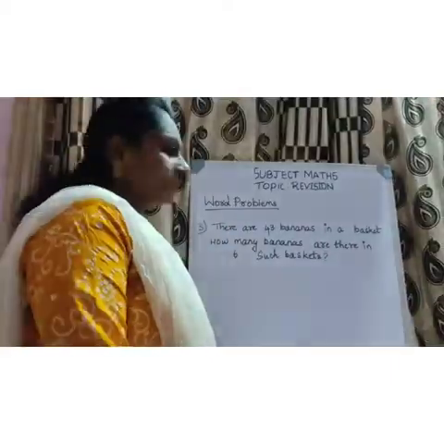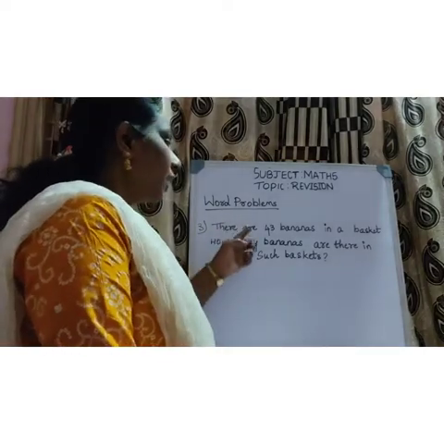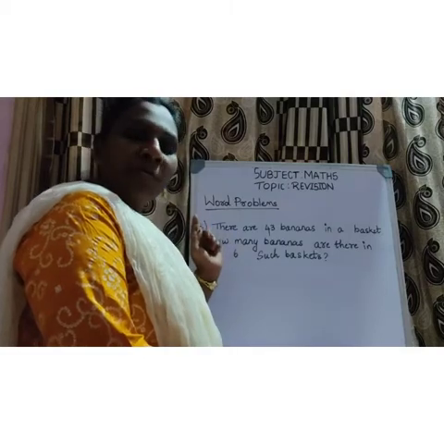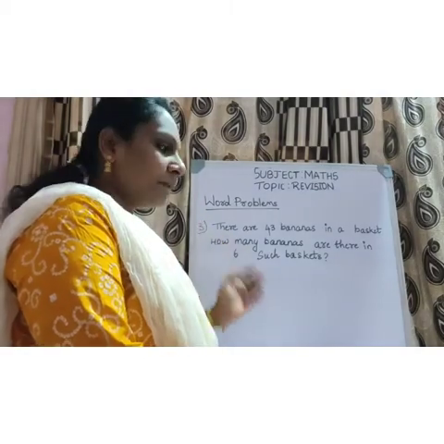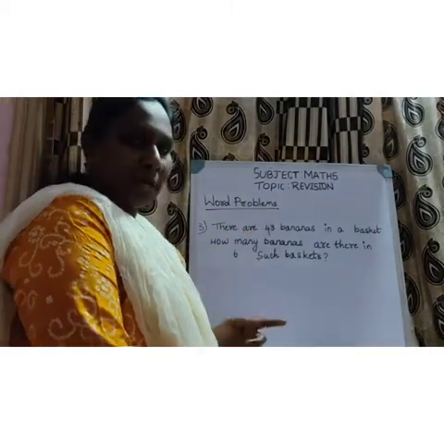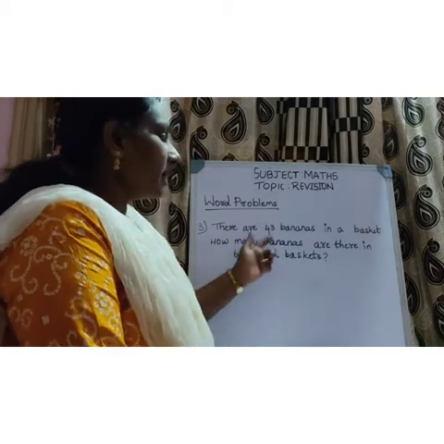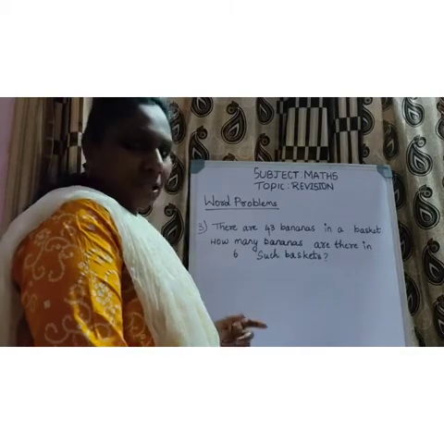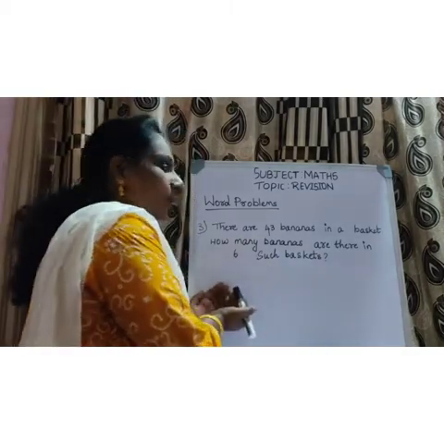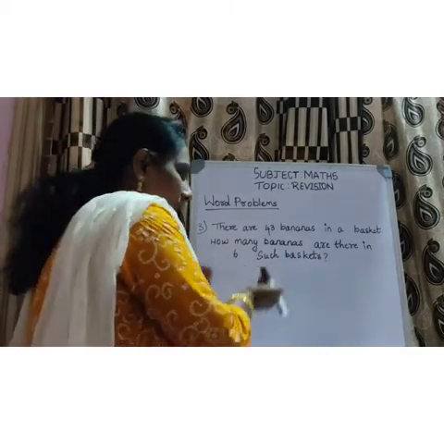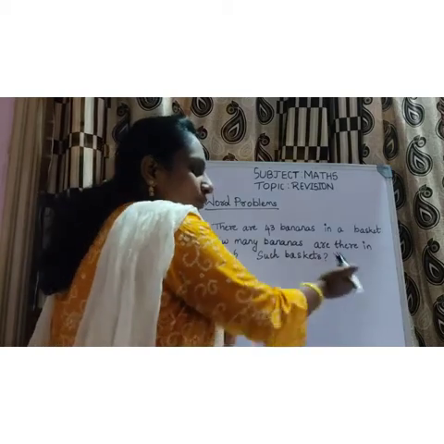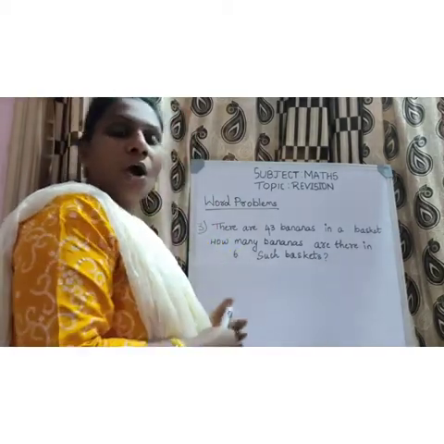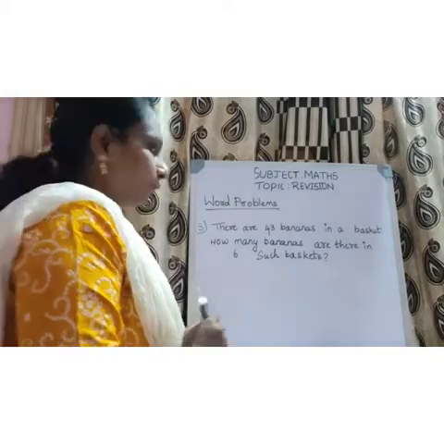So third one, children, there are 43 bananas in a basket. So how many bananas are there in a basket, children? There are 43 bananas. So how many bananas are there in 6 such baskets? So in one basket there are 43 bananas and there are how many baskets? 1, 2, 3, 4, 5, 6 baskets are there. So totally how many bananas are there you have to find out.